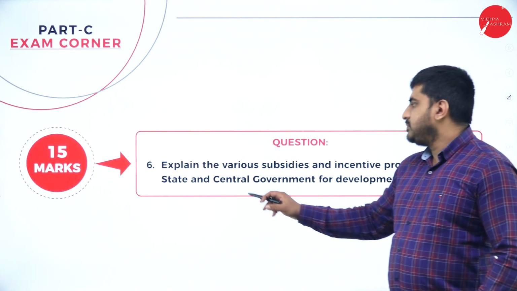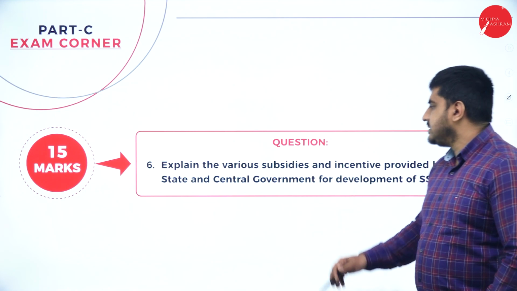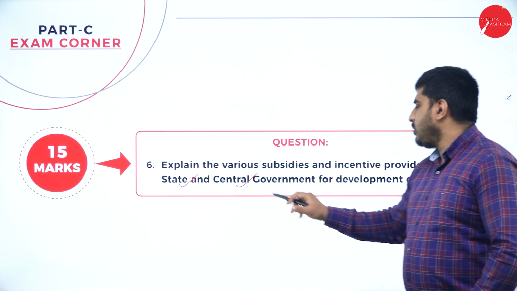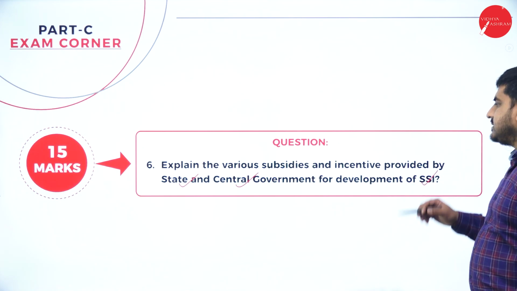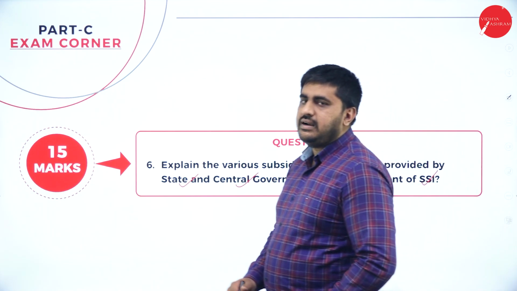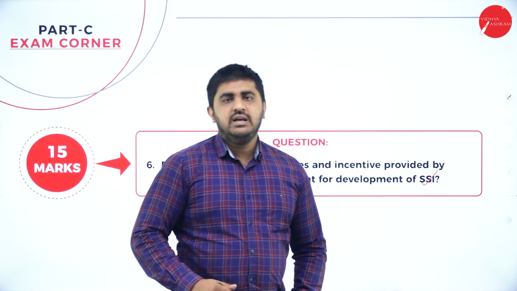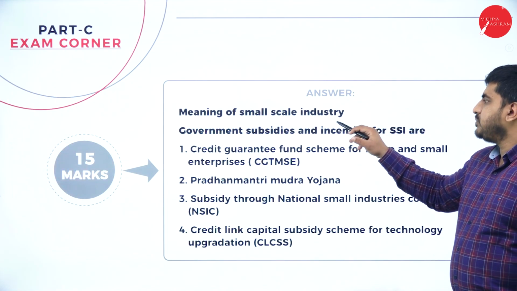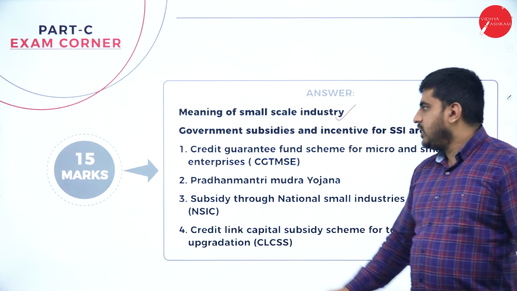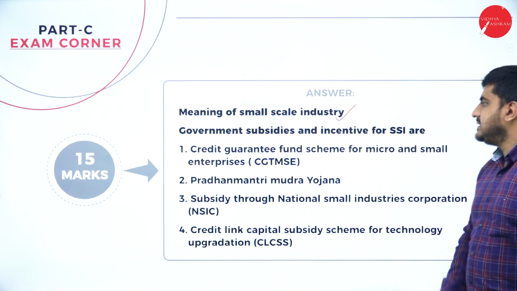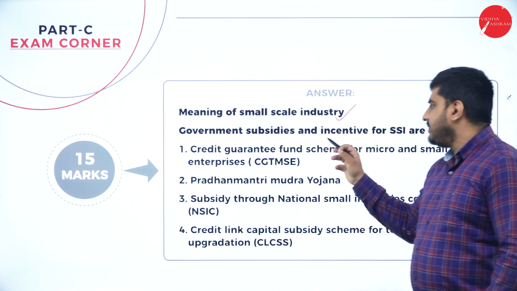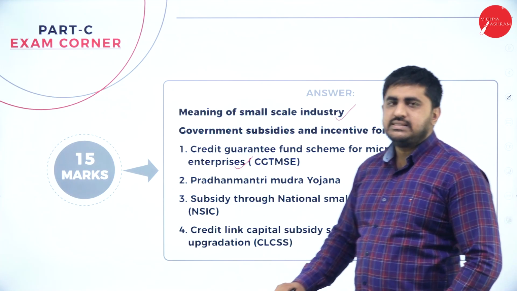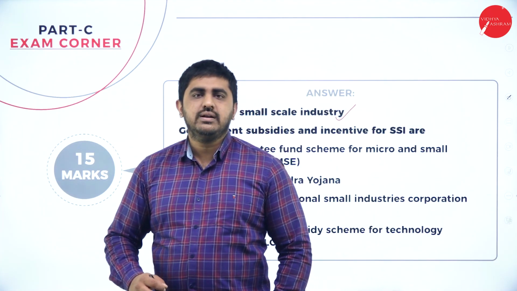So next, explain the various subsidies and incentives provided by state and central government for development of small scale industries. So there are 10 different things which I have explained. We will see how you can write that. So the first one is you give the meaning of small scale industry. Then the government subsidies and incentives for SSIs are, the first one, the credit guarantee fund scheme for micro and small enterprises. So for MSMEs they provide credit, that is loan.